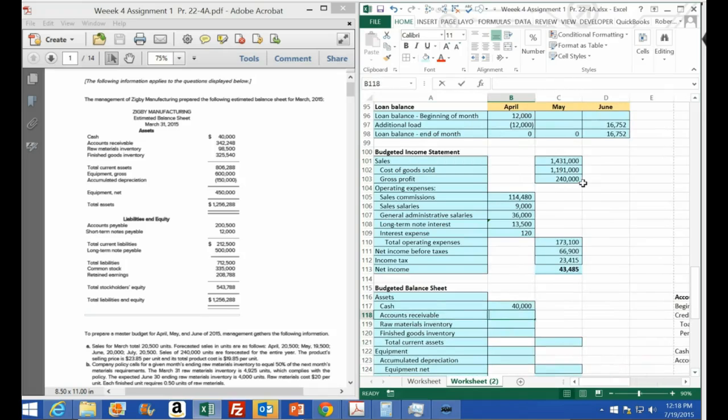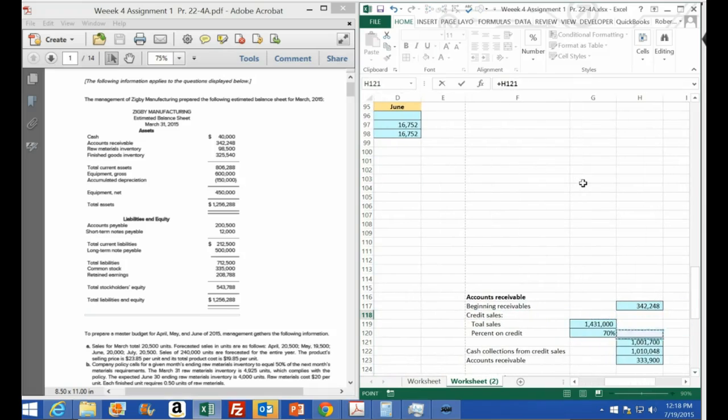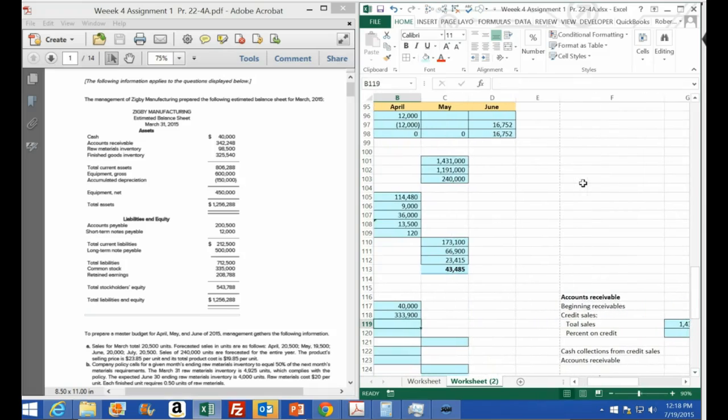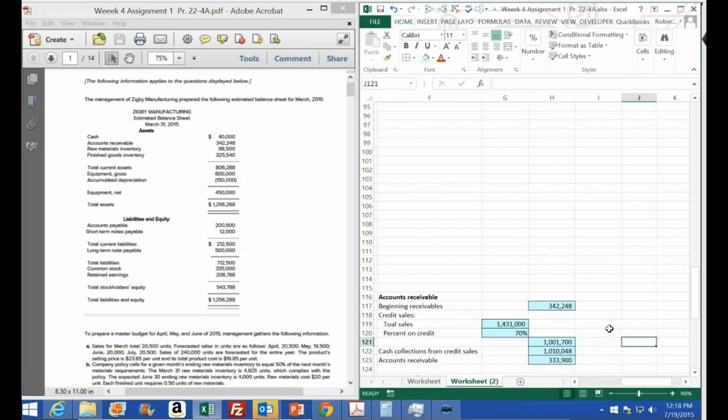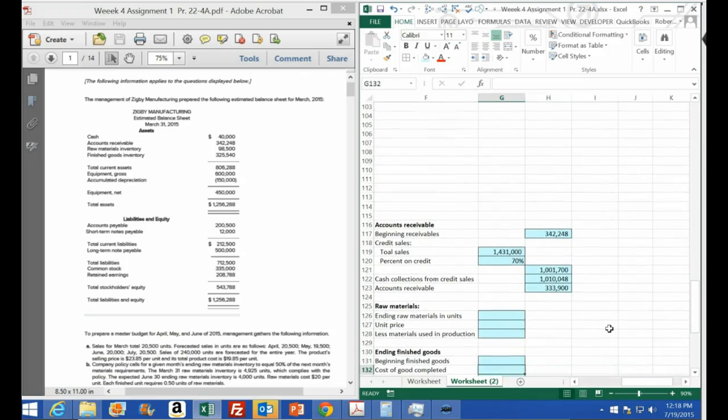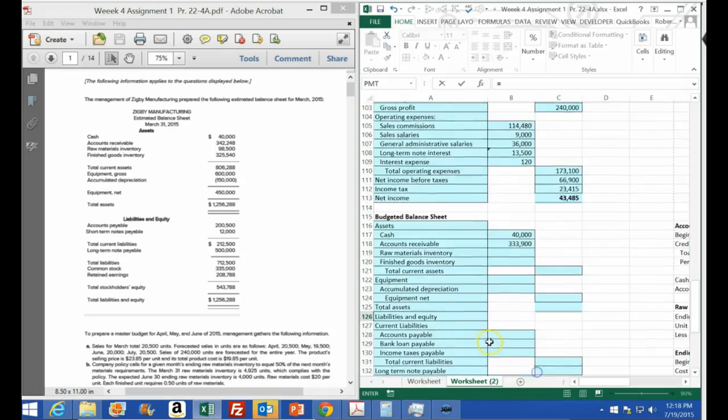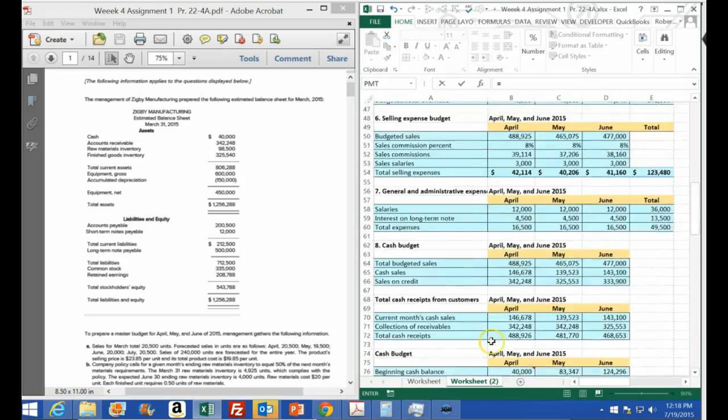And that's going to equal then this number. All right, and then we're going to take a look at our raw materials. Once again, we'll calculate that over here. So we're going to say the raw materials down here. We have the ending raw materials. I'm going to look at my raw materials up here and say, where's my ending raw materials?